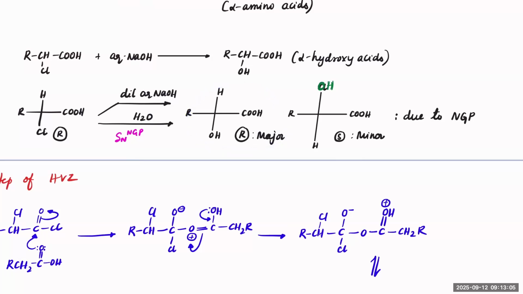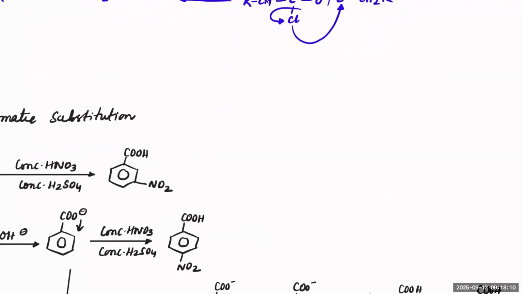Why is that so? It will follow the SN-NGP mechanism. What does that mean? Let me show here. Suppose you have a leaving group like this, chlorine is a leaving group here, and then we have this carbon having a double bond O and O minus here, correct? So before the water or OH minus can come and try to replace chlorine, this oxygen itself will attack internally and remove this, thus getting an oxide linkage like this. Understood?